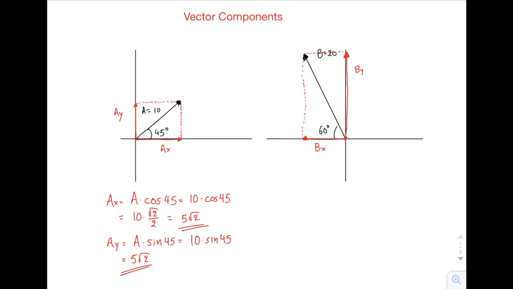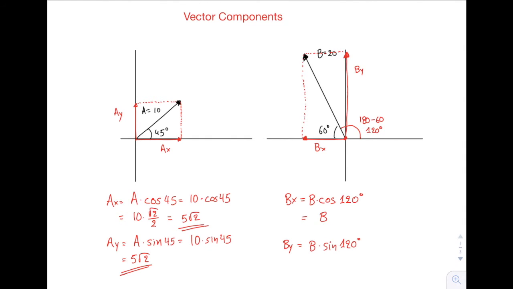Please note that the Bx component is on the negative x-axis, so it must be negative, and the By is upward, so it must be positive. Again, the rule applies as Bx is equal to B times cosine of the angle, but starting from the positive x, this angle is equal to 120 degrees. So B times cosine of 120. Similar for By, it will be B times sine of 120.